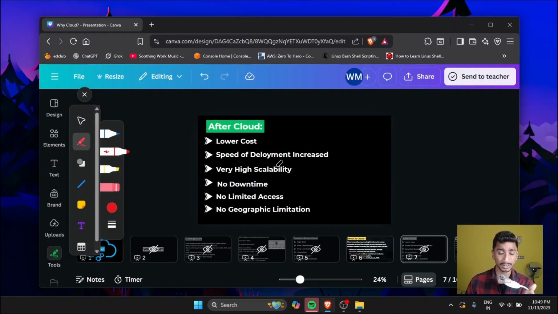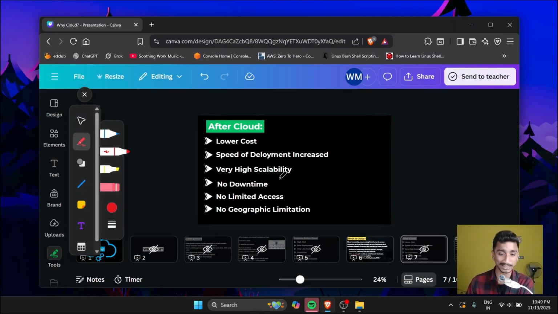After cloud, the situation is lower cost. You will only use what you want to use. Pay as you go model. The speed of deployment increases. You can start using those AWS services within a minute, within a second. You'll not have to set up a whole new server for that.